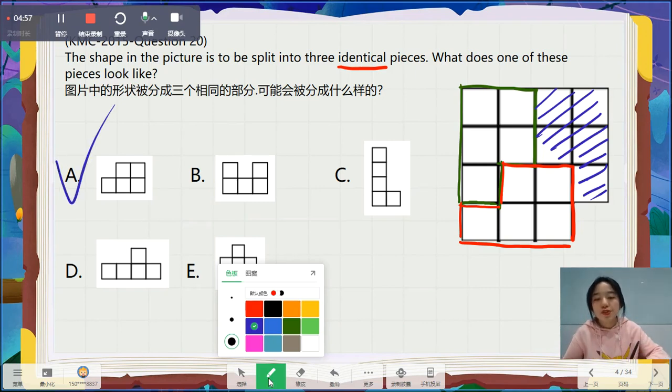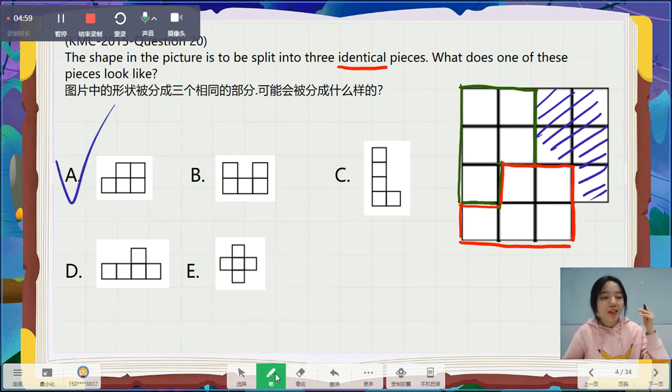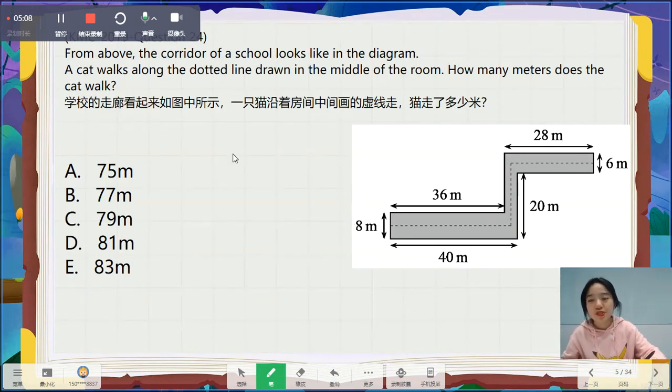And then you can also check B, C, D, E in this way to see: can you cut the right shape into such four shapes? Okay, now let's see the last question.